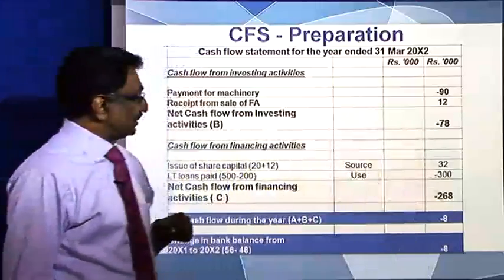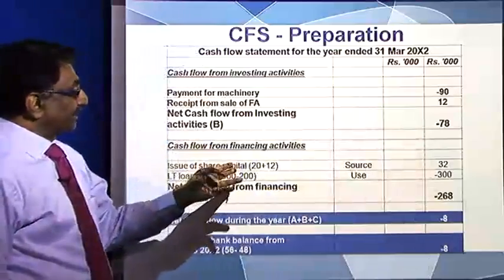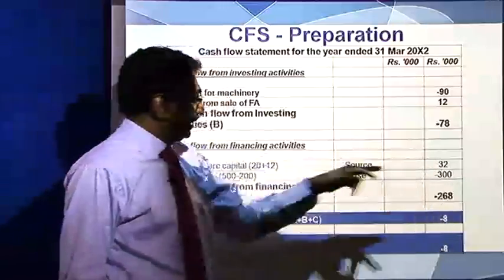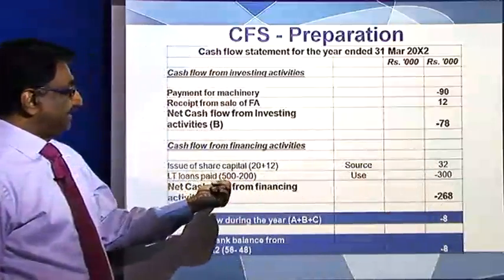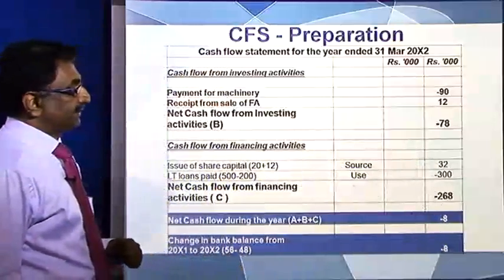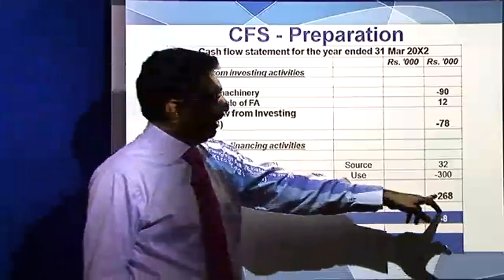minus 78,000. Cash flow from financing activities: when you issued share capital, 20 plus 12, which was a source of fund, and a loan was repaid, 500 minus 200, which is a use of fund of minus 300. So net cash flow from financing activities was minus 268.